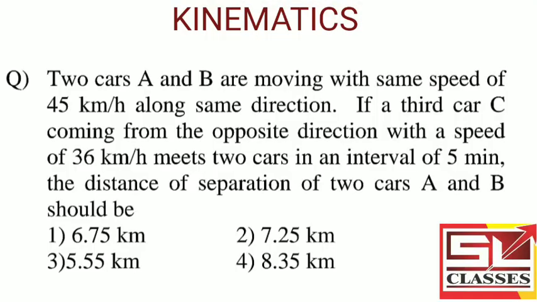Please listen. Next question. Two cars A and B are moving with the same speed of 45 km/h along the same direction. If a third car C coming from the opposite direction with a speed of 36 km/h meets the two cars in an interval of 5 minutes, the distance of separation of the two cars A and B should be? Options are given: 6.75 km, 7.25 km, 5.55 km and 8.35 km.